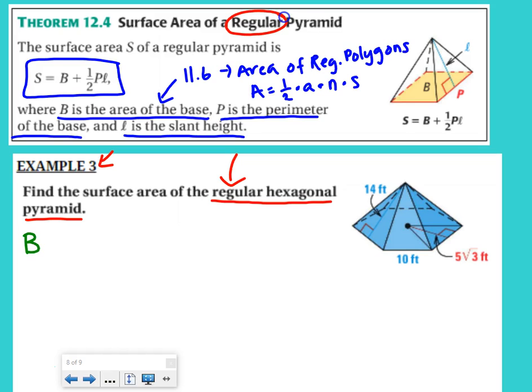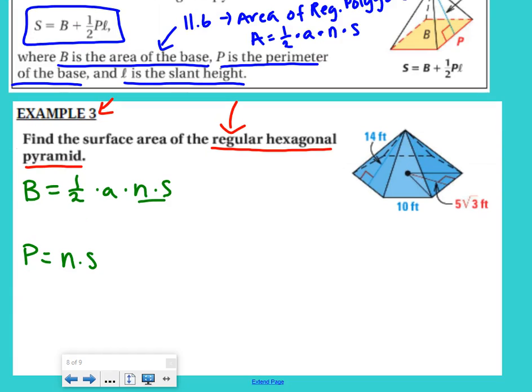Before we try and calculate the surface area, let's find all the pieces. We want to find the area of the base, which is 1/2 times A times N times S. We need to find the perimeter of the base, which is just the N times S piece right there. And then we need to find the slant height, L. We use a cursive L. So let's look at our diagram. It does give us our slant height, that height of one of the isosceles triangles. So we can plug in 14 for L.